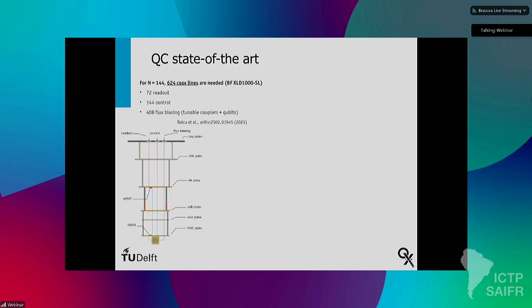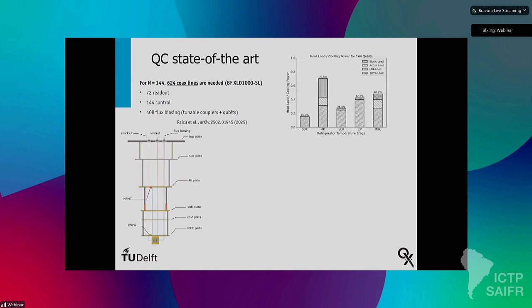How many of these lines do you need to control qubits? For example, for 144 qubits, you need more than 600 coax lines going into these cryostats. This is again for the readout, for the control, and for the flux biasing, so qubits and tunable couplers as well. This is quite challenging, not just from the number, but also from the heat load that these introduce. And this is the plot that they had here.